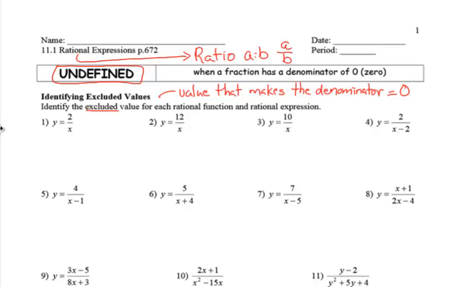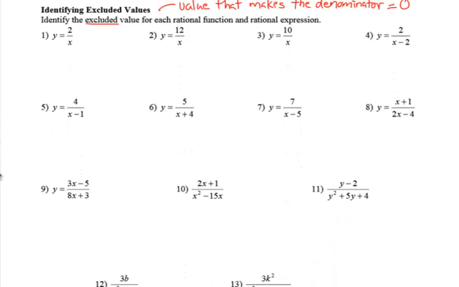So we're going to do a few of these here. We've got a lot of examples. I'm not going to do all of them. But the process is very simple. We set the denominator equal to 0 and solve. So in number 1, x equals 0 is the excluded value.